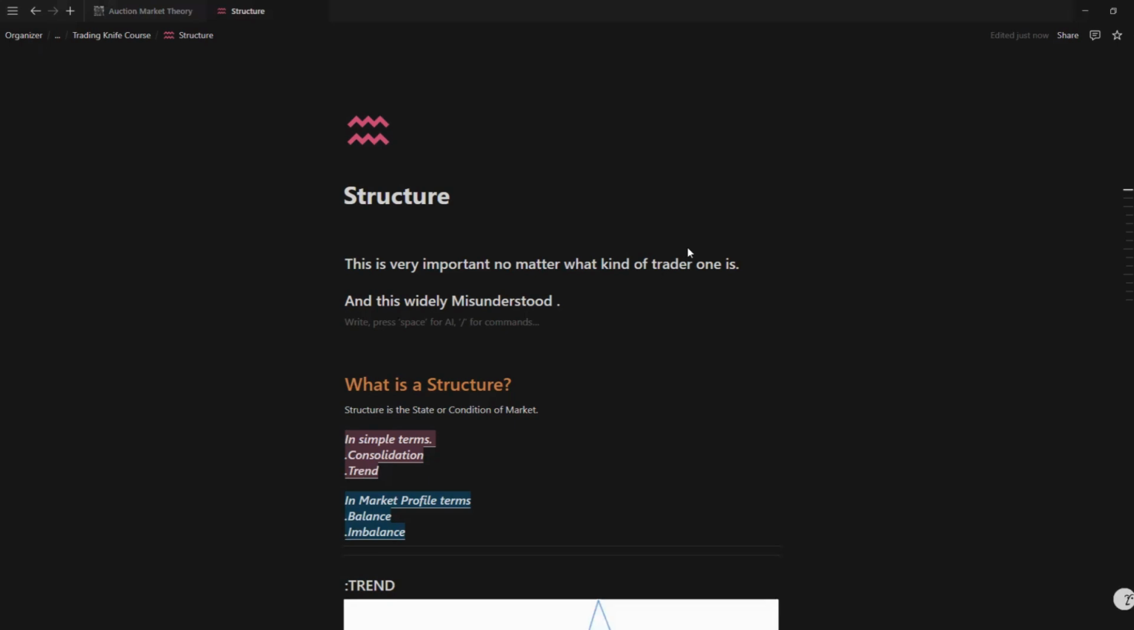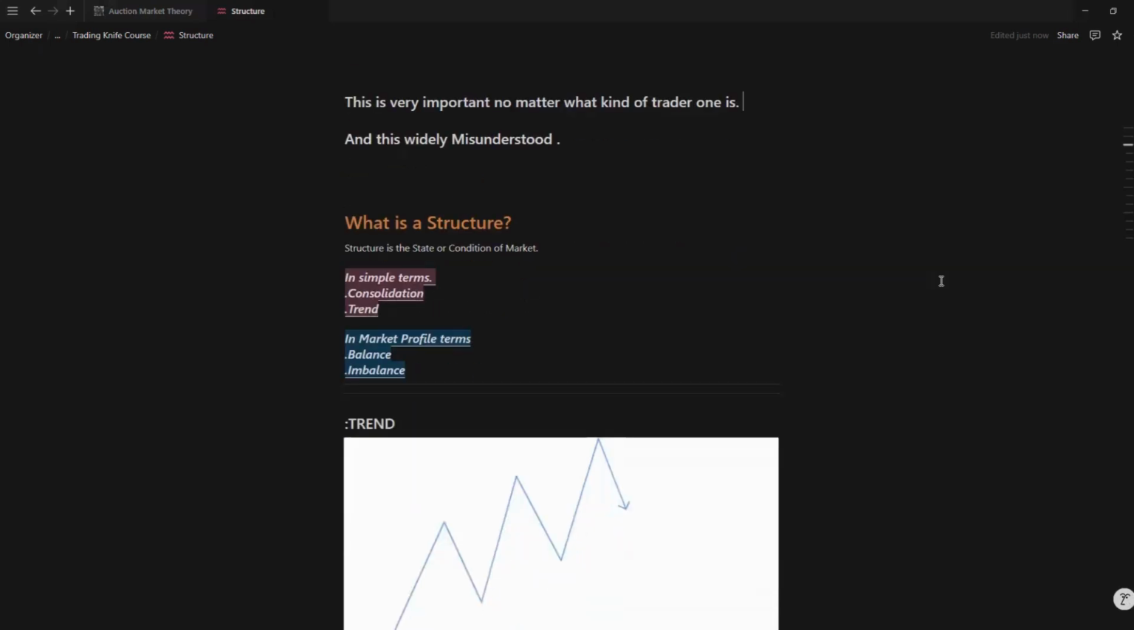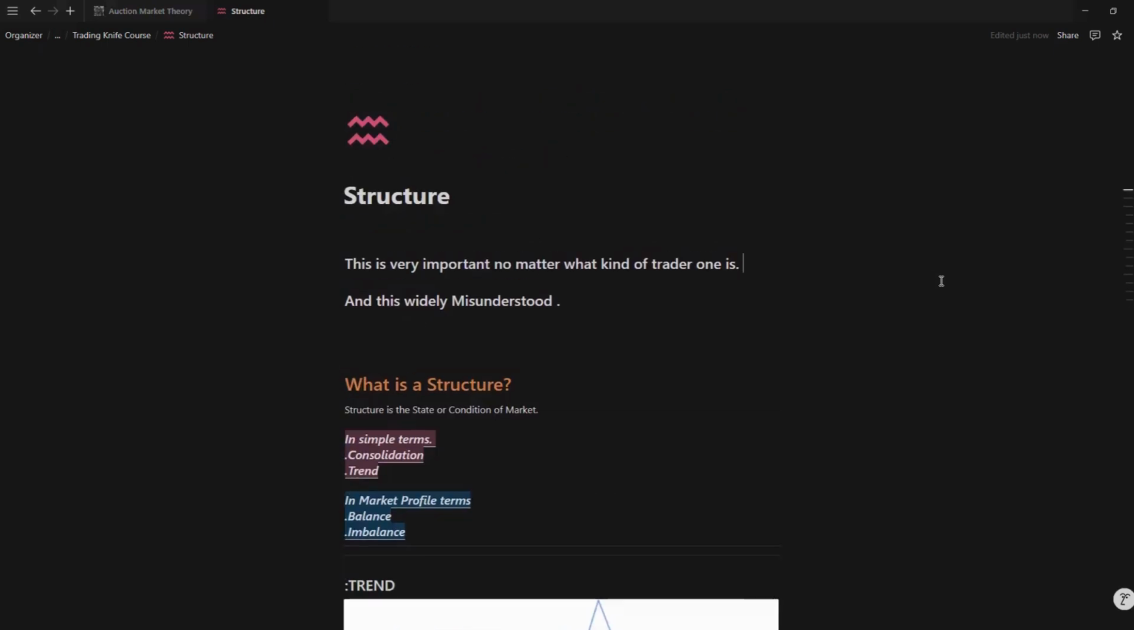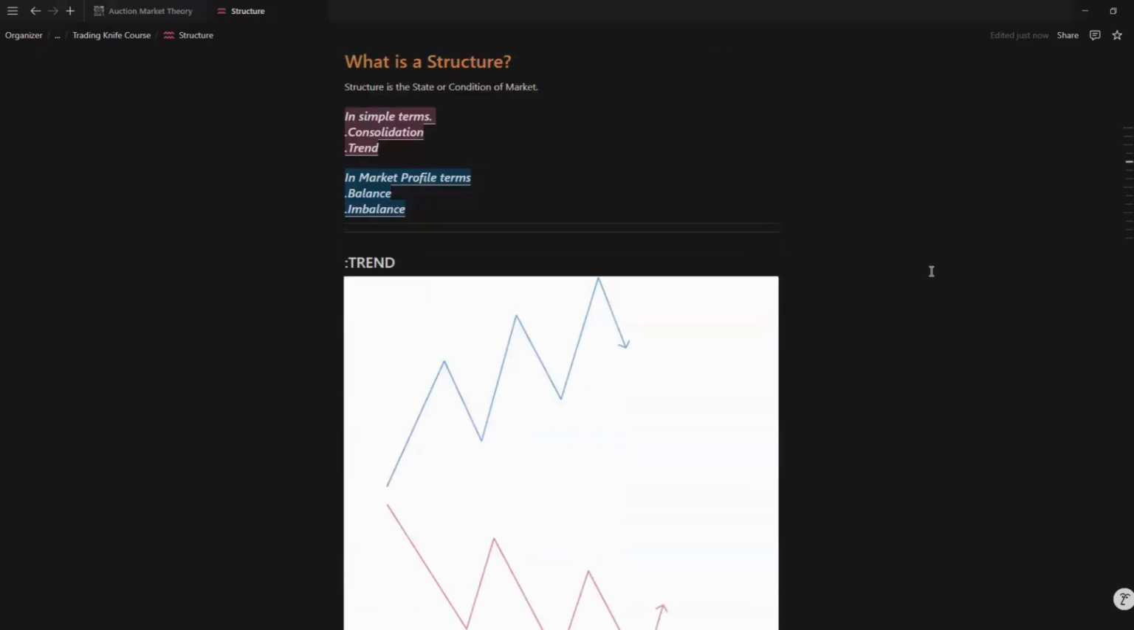So, what is structure? Structure is the state or the condition of the market. In simple terms, consolidation and trend. The market is either consolidating or it is in a trend. I will get to it. In market profile terms, it's balance or imbalance. Market profile will be starting in the next videos. See, so yeah, a trend.